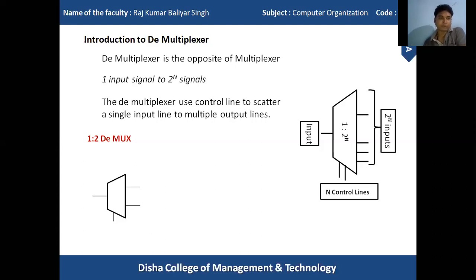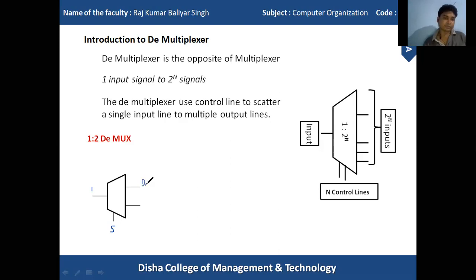So this is the block diagram for this 1 to 2 demux. In this case we have only one input line, and one control line. Instead of writing C, I'm writing S, okay. And we have two output lines, say D0 and D1. You can take any value, A, B, like that. Any value can be taken, it's just a variable, okay. So this is called 1 to 2 demux.